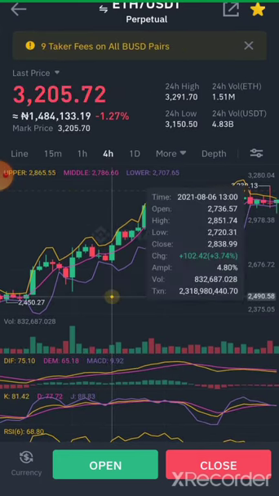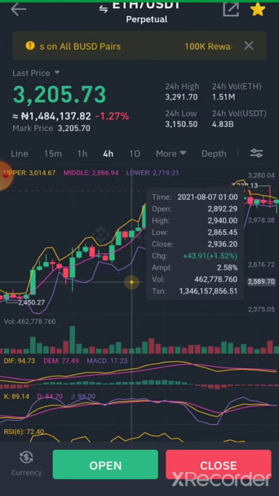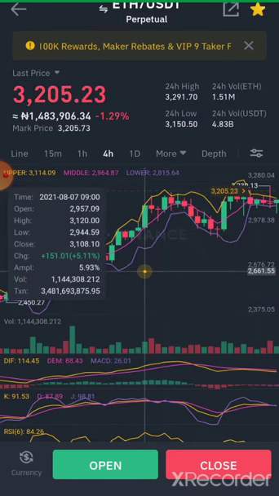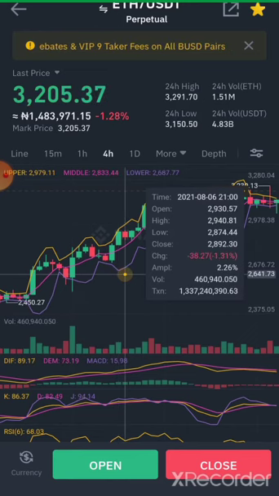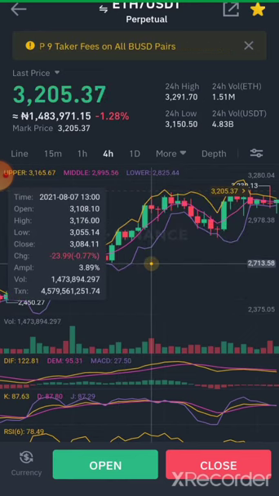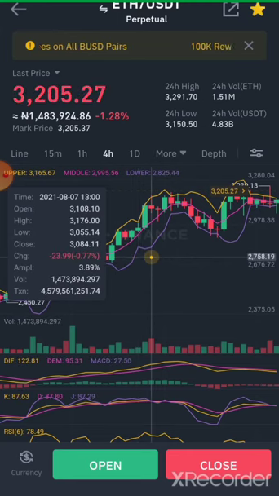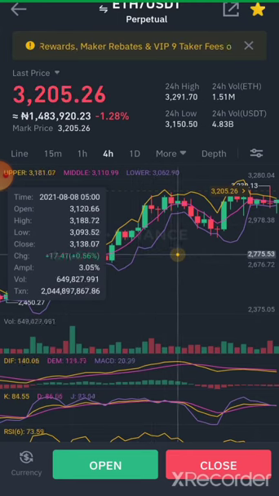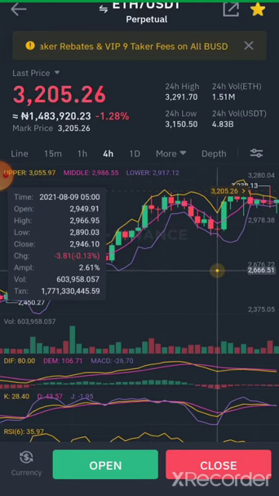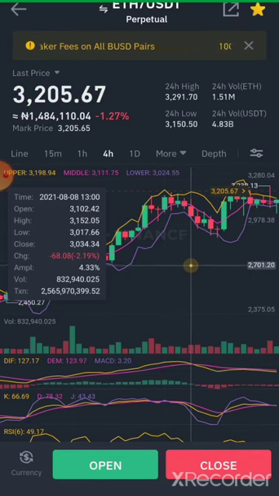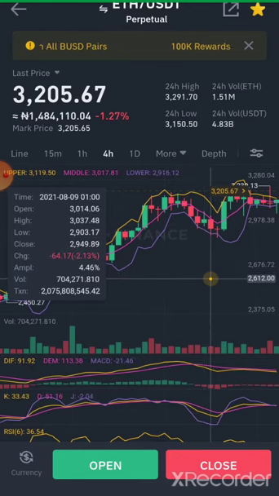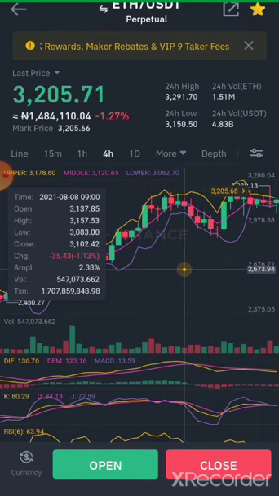From here the price crosses above the middle Bollinger Band and touches the upper Bollinger Band, almost crossing it, then it started coming down. You can see the market came down. If that happens, you should be looking for a short order if you're trading on futures, and if you're on spot, you should be looking for a sell order.